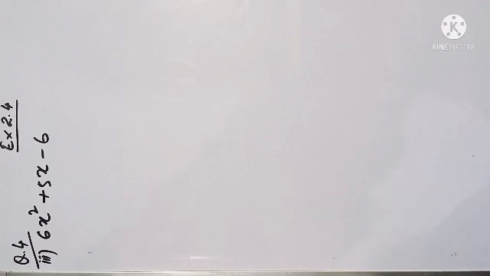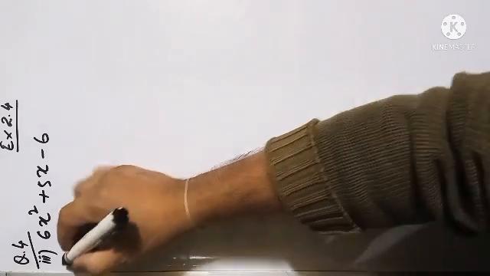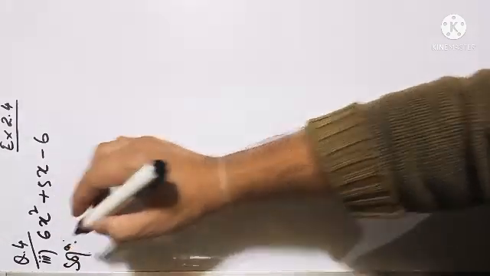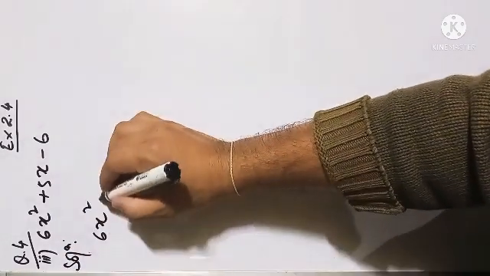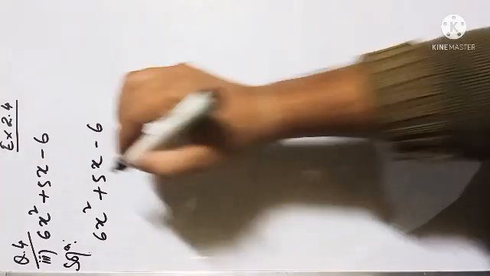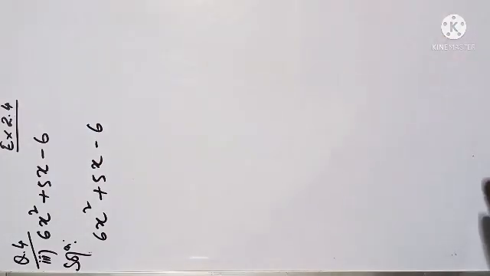Let's start question number 4, Roman figure 3. We have to factorize this. Okay, solution. 6x squared plus 5x minus 6. Okay, we have to perform the splitting of the middle term.